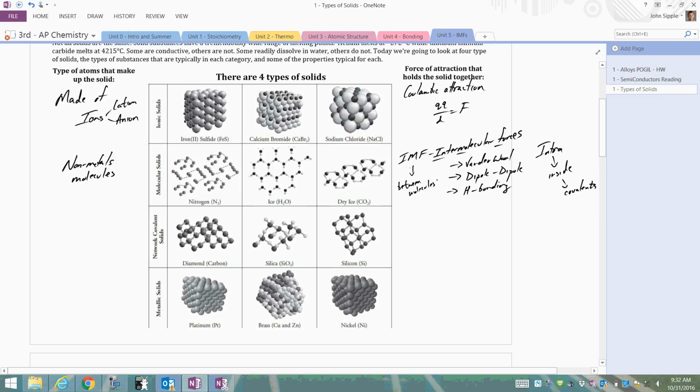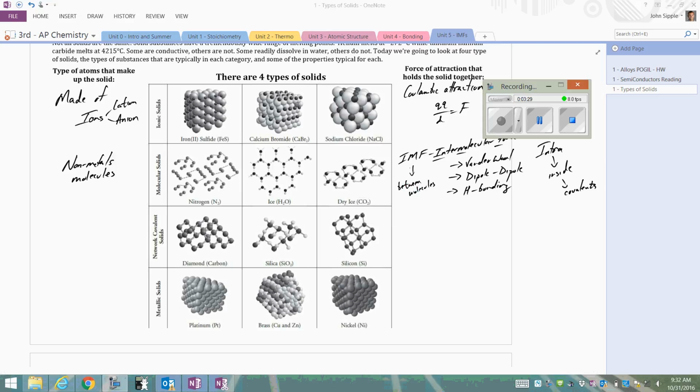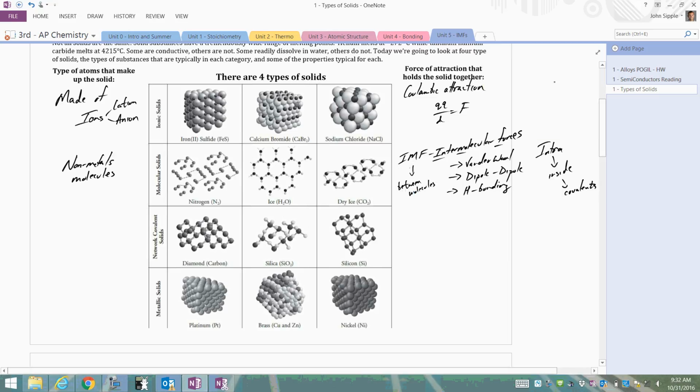Now network covalent solids. These are things that are made of carbon and silicon, and they're held together with covalent bonds. These are things like graphite, glass, diamonds, and different structures like that that are just held together with covalent bonds. They're called network covalent solids, and it's always carbon and silicon in terms of network covalent solids.